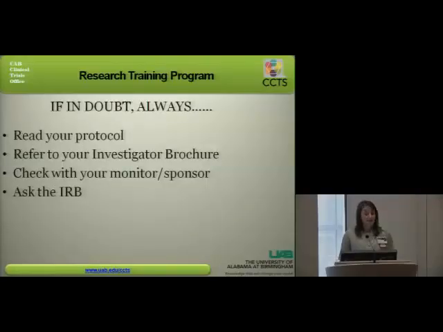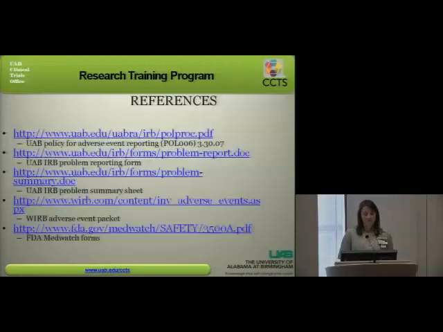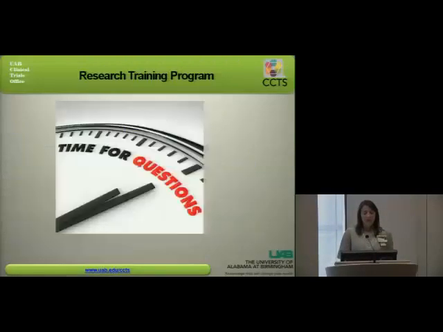If in doubt, always read your protocol. Refer to your investigator brochure, check with your monitor or sponsor, and ask the IRB. So now we're going to go over a few questions that are examples of SAEs and adverse events.